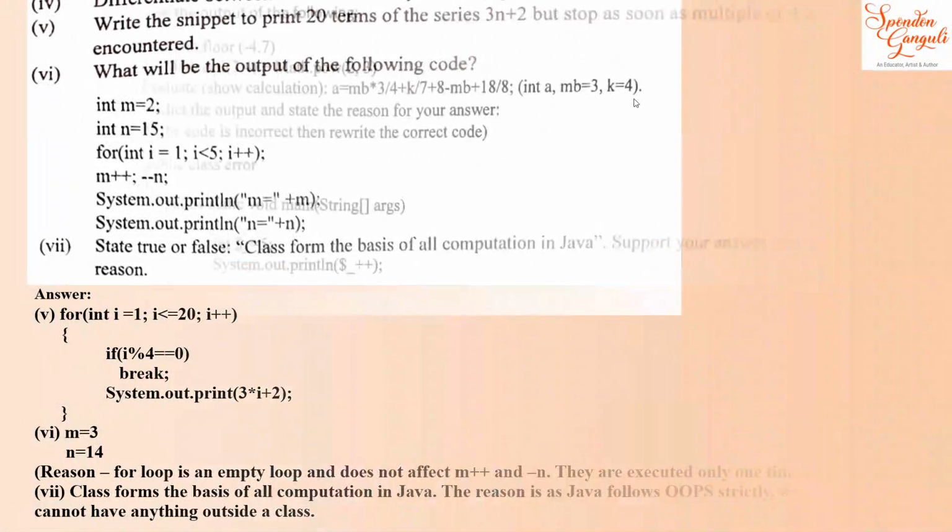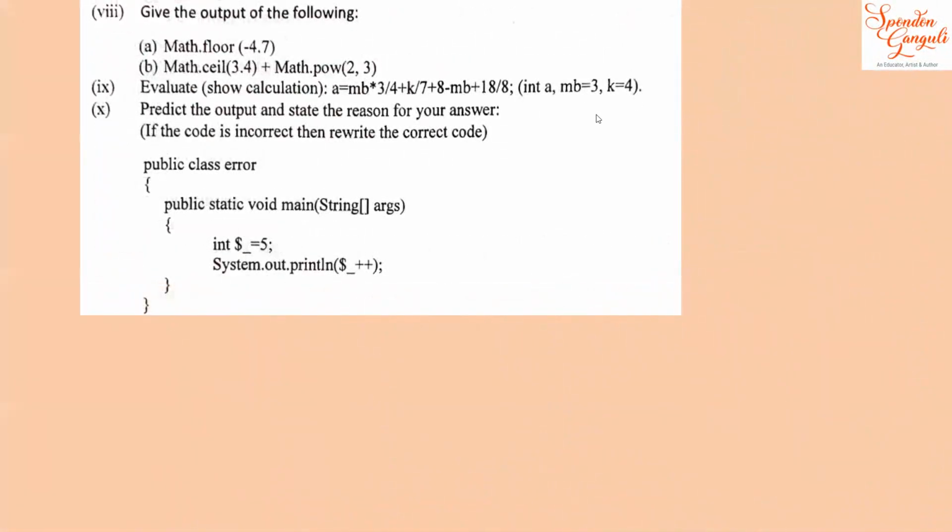Next. Give the output. Math.floor(-4.7), Math.ceil(3.4) + Math.pow(2,3). Evaluate a = mb * 3 / 4 + k / 7 + 8 - mb + 18 / 8, and predict the output and state the reason for the answer.